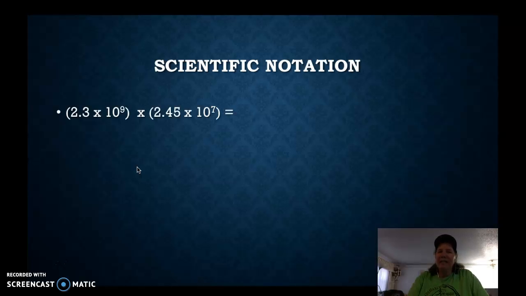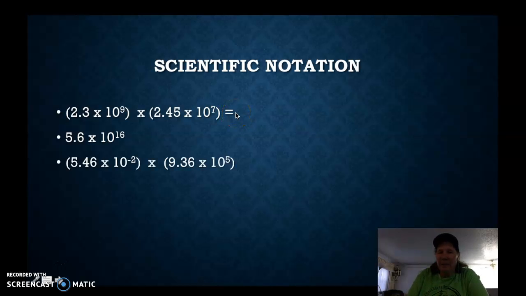Okay? Scientific notation, the thing to remember when you're doing scientific notation is you multiply the numbers in front and you add the exponents. So if I was going to solve this one, I'd go 2.3 times 2.45 and I'd get 5.6, and then I'd times 10 to the 9 plus 7 would be 16. Okay, so when doing scientific notation, multiply the numbers in front and then add the exponents. When you divide, you divide the numbers in front and you subtract the exponents.